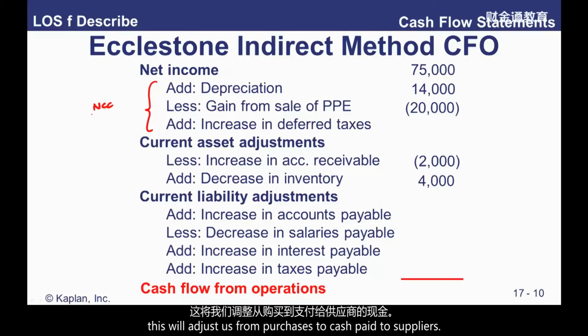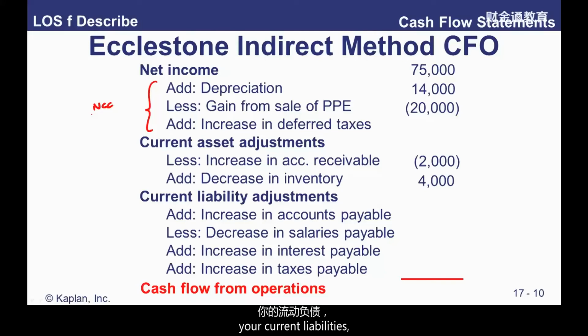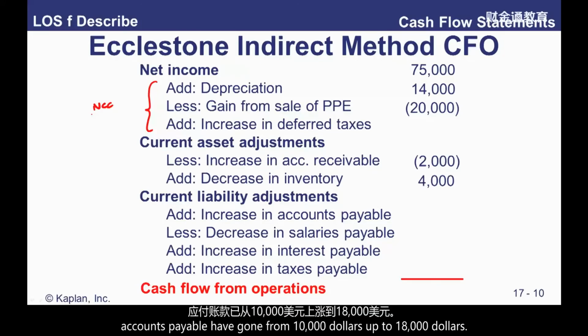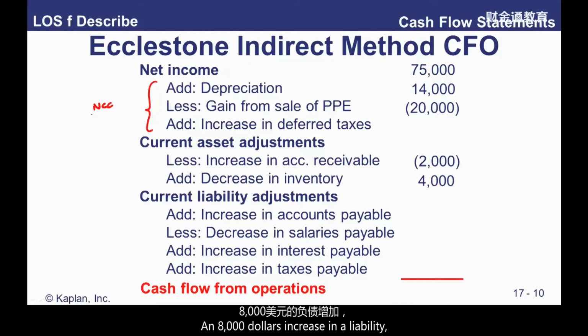Now, we then move to our accounts payable. This will adjust us from purchases to cash paid to suppliers. So into the balance sheet, look at your liabilities, your current liabilities. Accounts payable have gone from $10,000 up to $18,000. An $8,000 increase in a liability. The rule is increases in liability we're going to add. So let's add that $8,000. Okay, we've dealt with cost of goods sold.